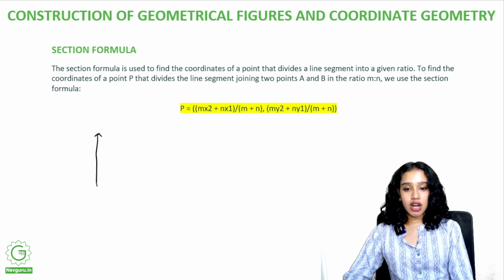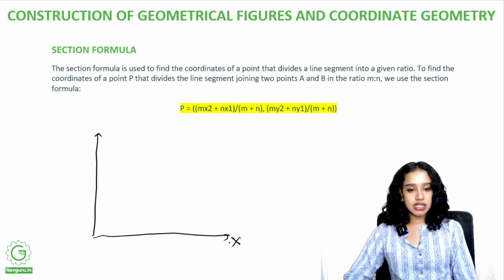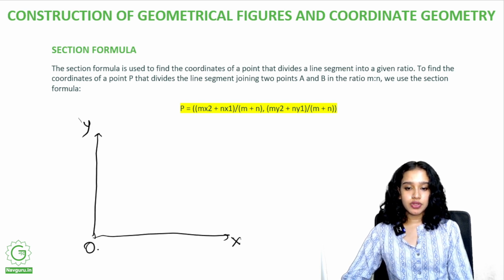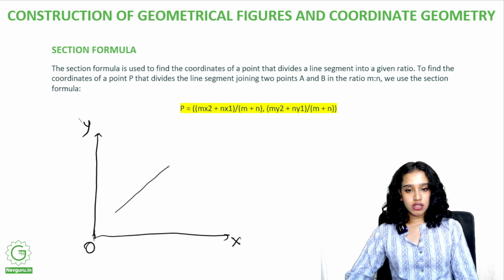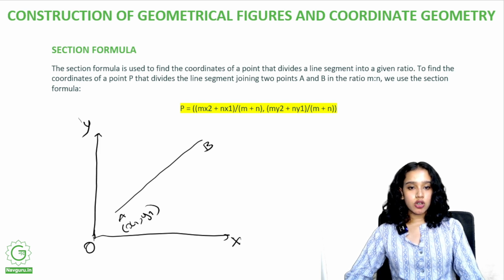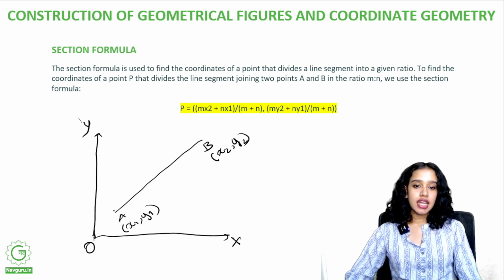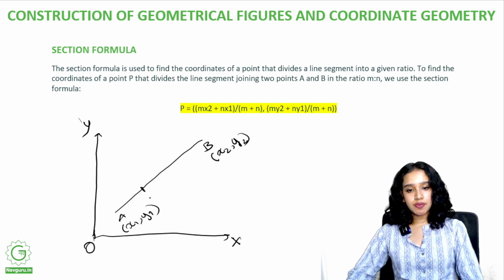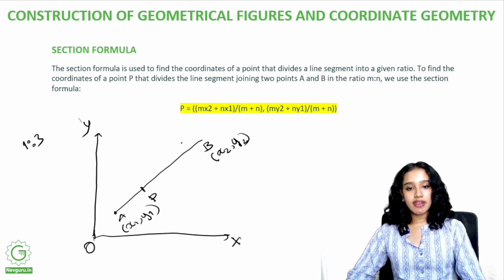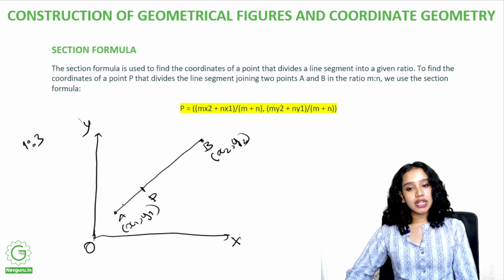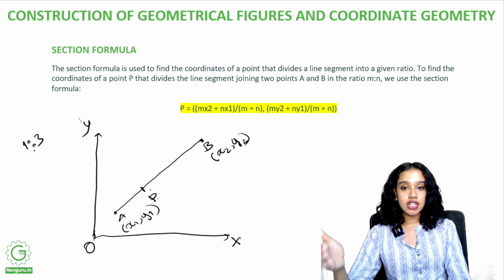So let's say we have a graph here. So this is just positive x and y, right? This is the origin which is 0, 0, right? Now, let's say we have a line. We have a line AB. The coordinate of A is x1, y1 and coordinate of B is x2 and y2, right? Now, I am saying that a point P divides the line in the ratio 1 is to 3. Like I am saying that it is dividing this line AB into the ratio 1 is to 3. That is AP is 1/3 of PB, or PB is 3 times the length of AP. It's dividing this line in the ratio 1 is to 3.